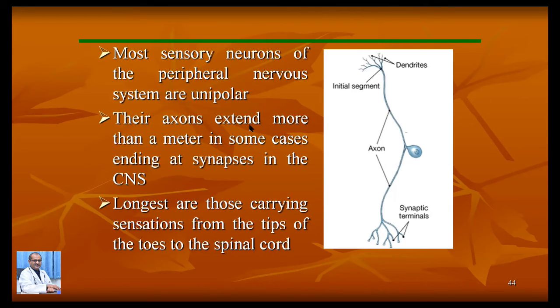Most sensory neurons of the peripheral nervous system are unipolar in nature. Their axons extend more than a meter in some cases, ending at synapses in the central nervous system. The longest are those carrying sensations from the tips of the toes to the spinal cord. If you have pain in the tip of the toe, that needs to reach the central nervous system for processing, which gives a command to the skeletal muscles to withdraw your foot. So that is the longest nerve.